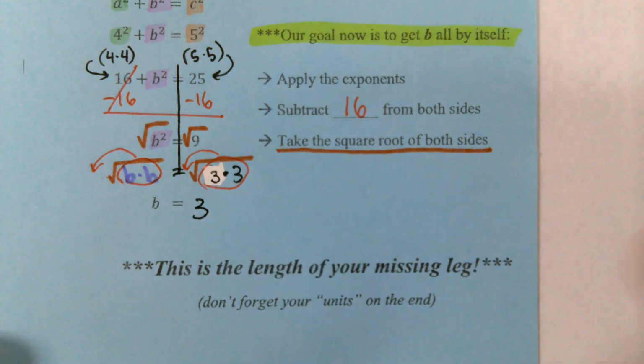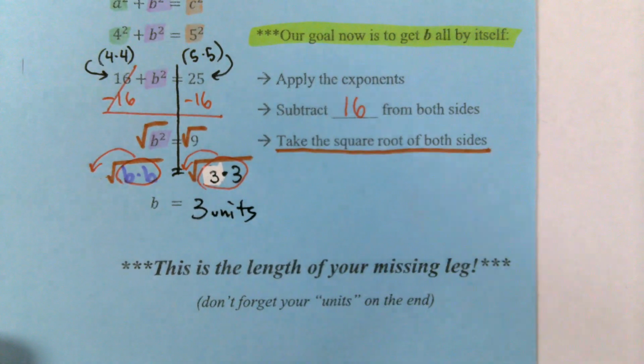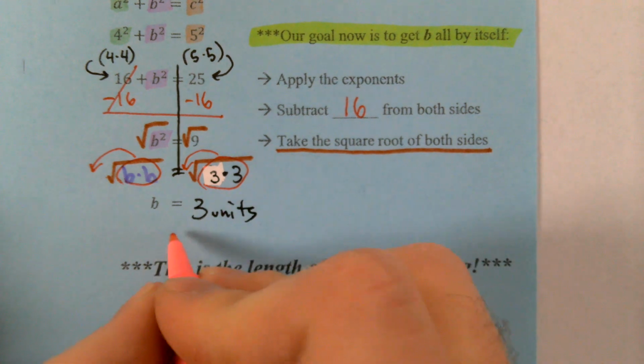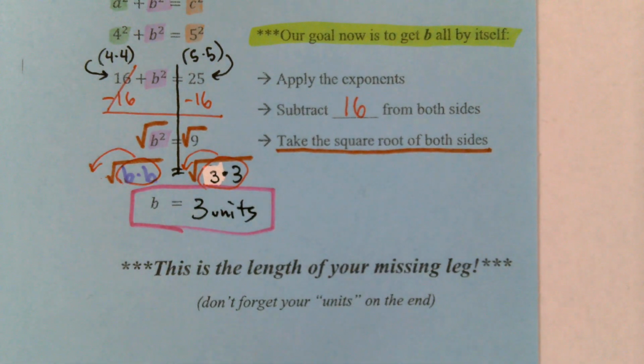What do we write after our 3, everybody? Units, exactly. We're still talking about distance, right? We're still talking about the length of a side of a triangle. And this is the length of our missing leg. As long as we don't forget units on the end. Now, obviously, it's not always going to come out nice and even like that. But whatever we can simplify once we get to the square root, that's just what we're going to do. We're going to simplify as much as we can.